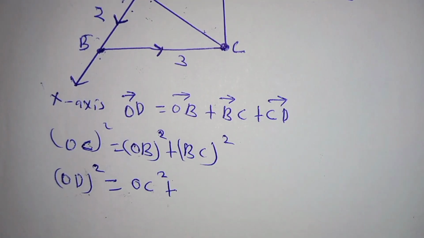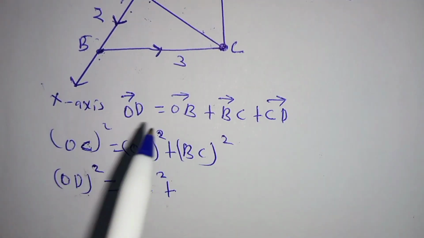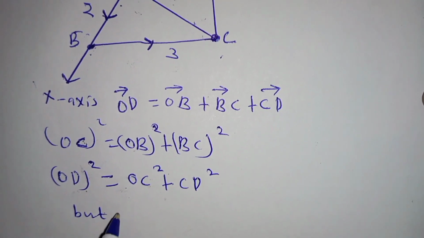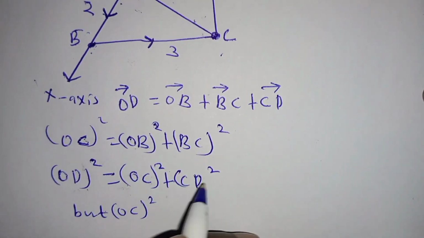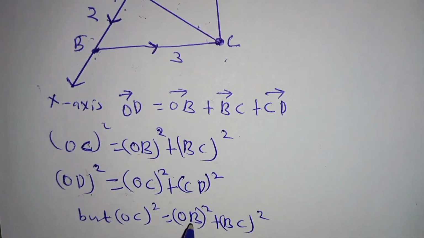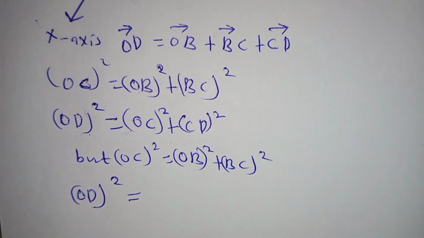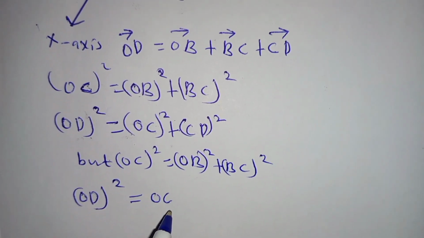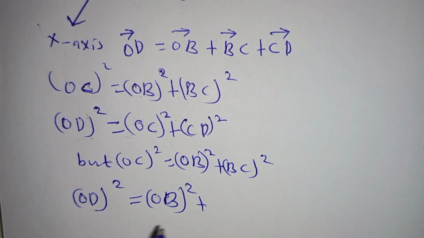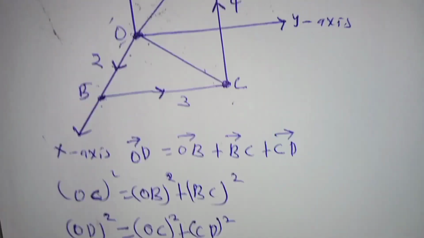squared plus CD squared. But as you can see there, OC squared, you can put this in brackets, OC squared is equal to OB squared plus BC squared, which means that OD squared is equal to OB squared plus BC squared plus CD squared.